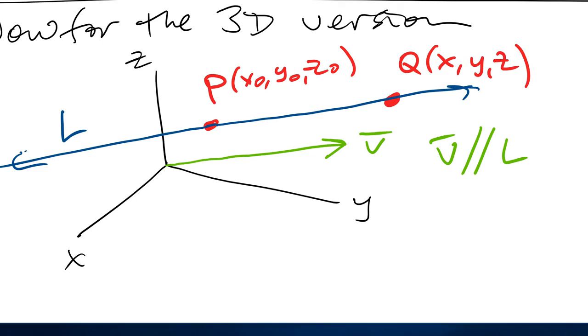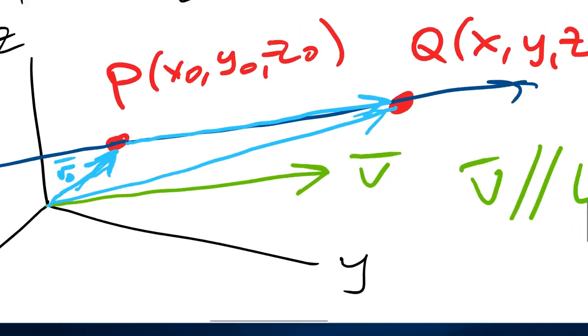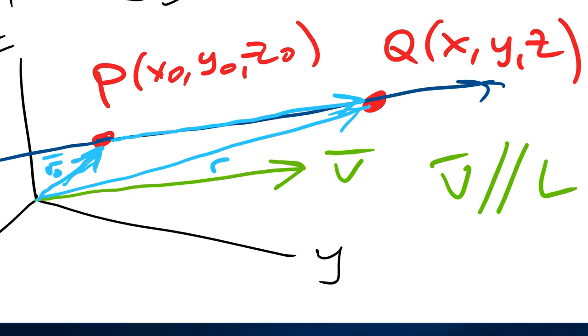Now, if you notice, there's a vector that connects P and Q. Let's not give it a name just yet, let's just draw it. There is a vector that goes up to P, and a vector that goes up to Q. The endpoint of the vector that goes up to P is P. I'm going to call this vector R naught, because it corresponds to x naught, y naught, z naught. And I'm going to call this other vector R, and that corresponds to x, y, and z.